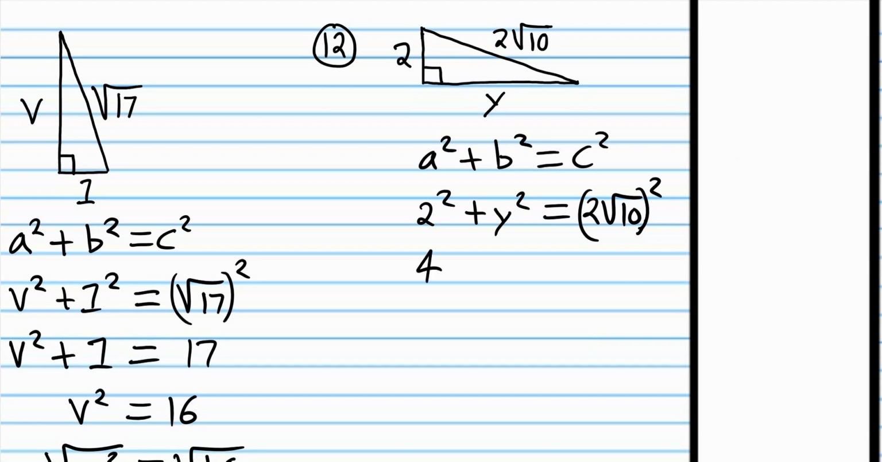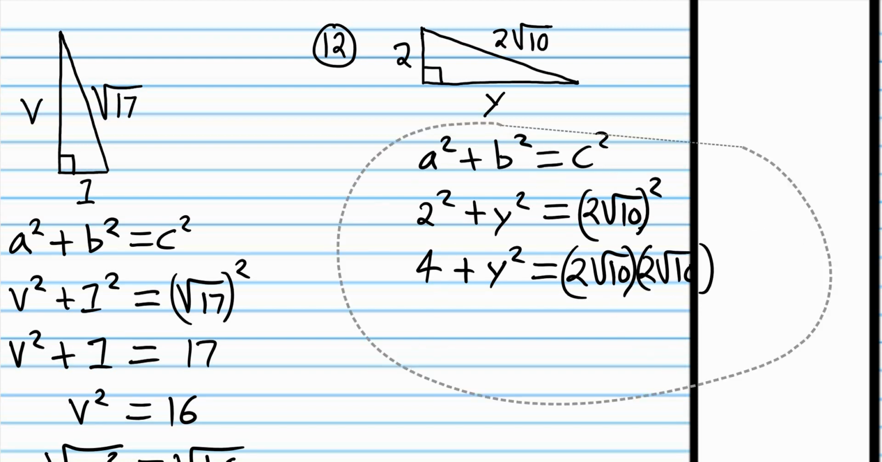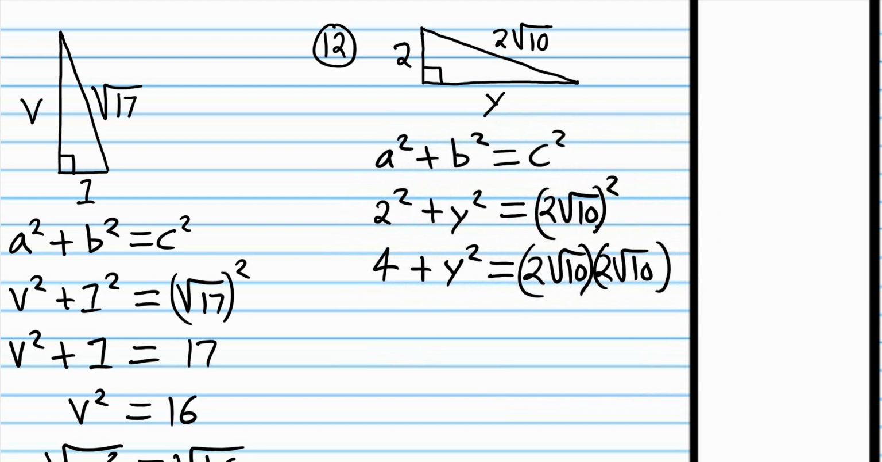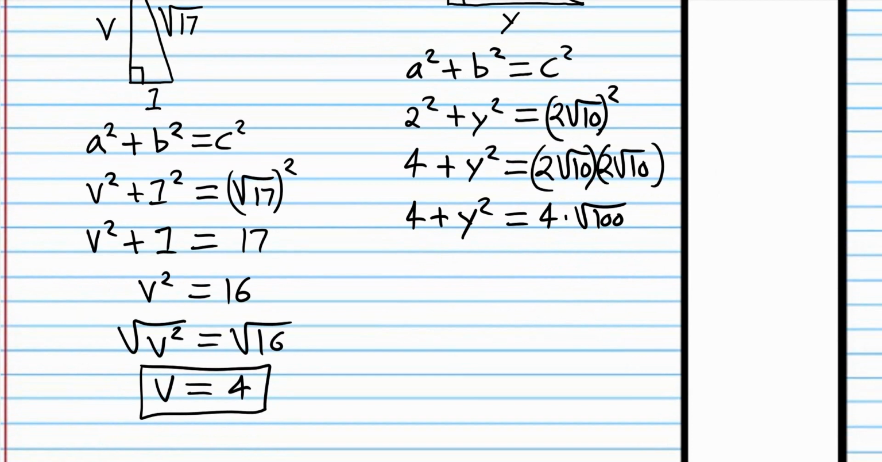2 times 2 is 4. And this is 2 root 10 times 2 root 10. That's what raising to the second power means. You're multiplying something by itself. And I'm going to move this over a little bit. So we learned in my beginning algebra course that when you multiply these, you just multiply 2 times 2 is 4, and root 10 times root 10 is just 10. Or if you want to do an intermediate step, you can say root 100. But root 100 is just going to end up being 10.